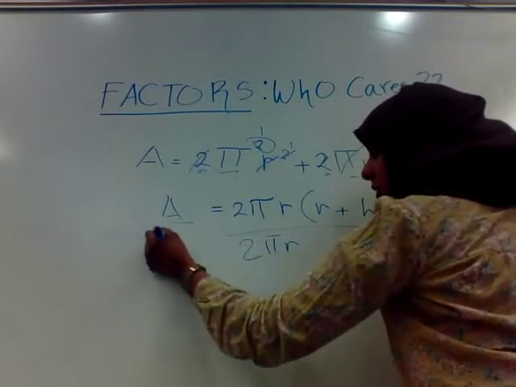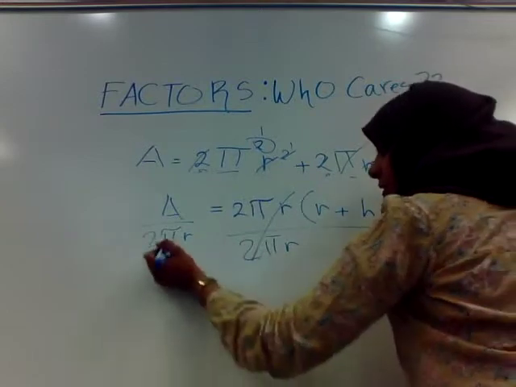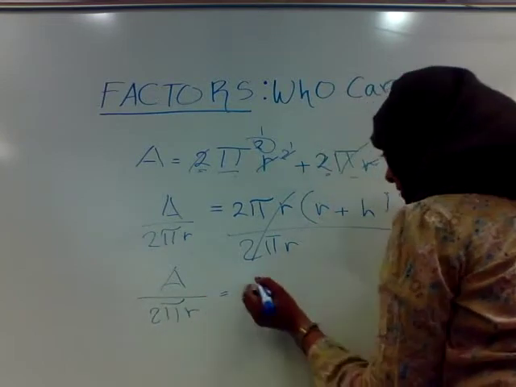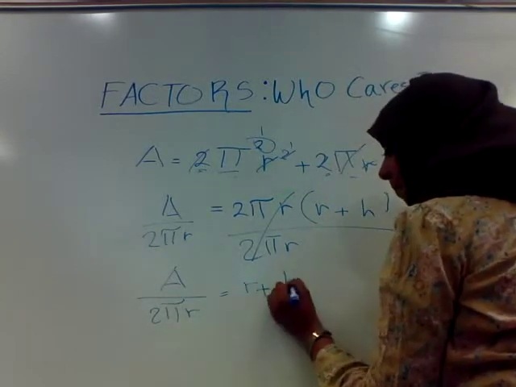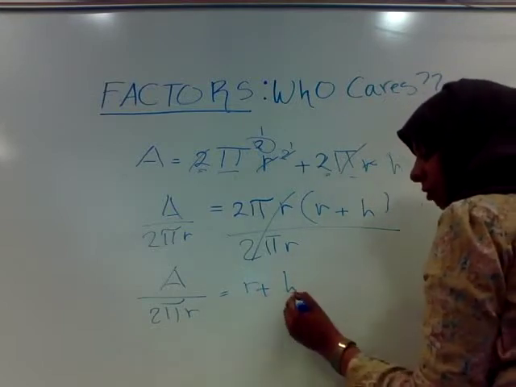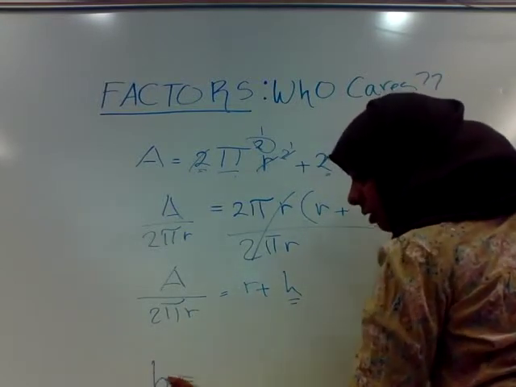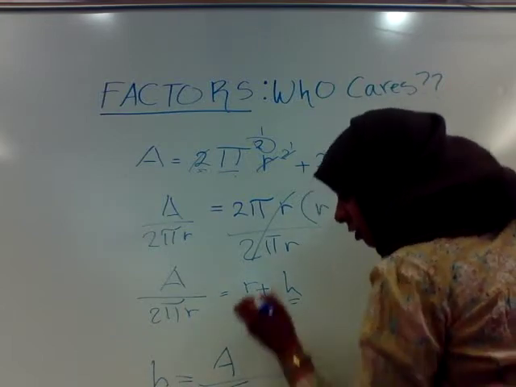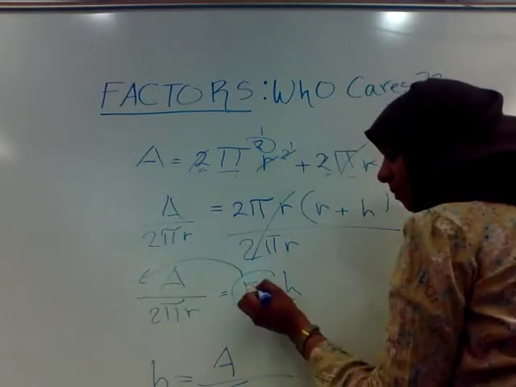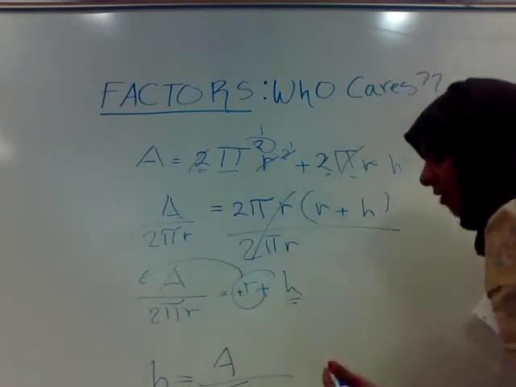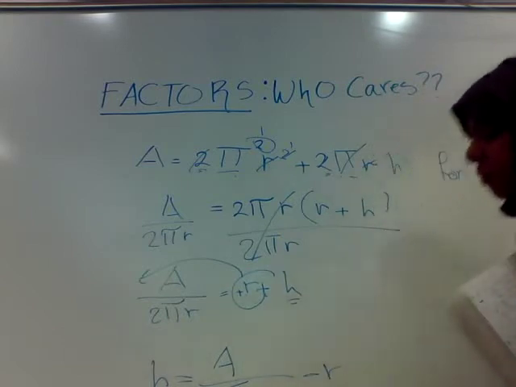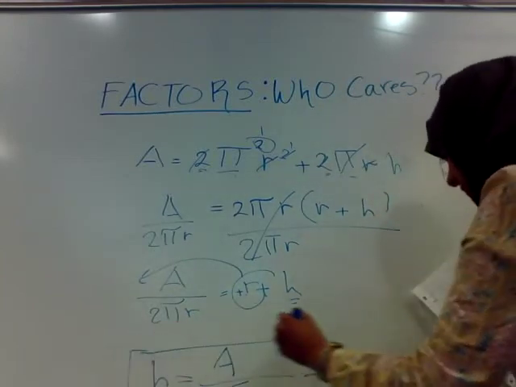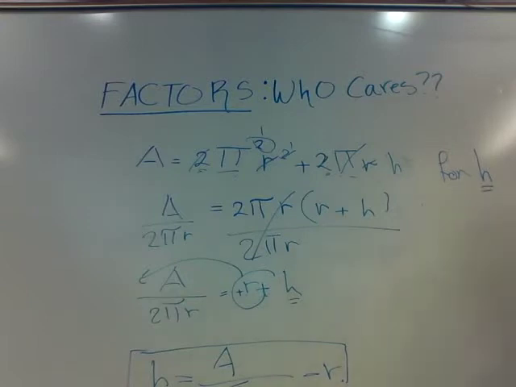We divide both sides by 2πr, because we're going to solve it for h. We want h by itself. With the difference, it's a positive, so we take it to the other side with the negative sign. And now we find the solution for the variable by using factorization.